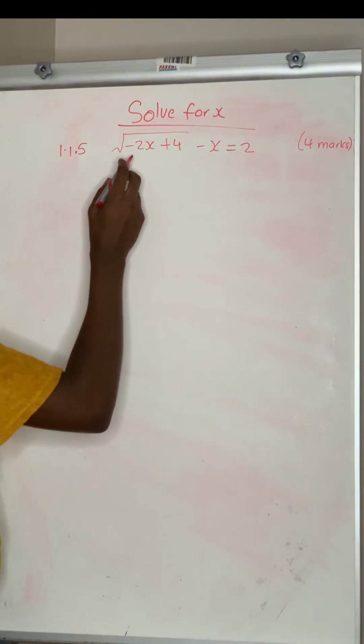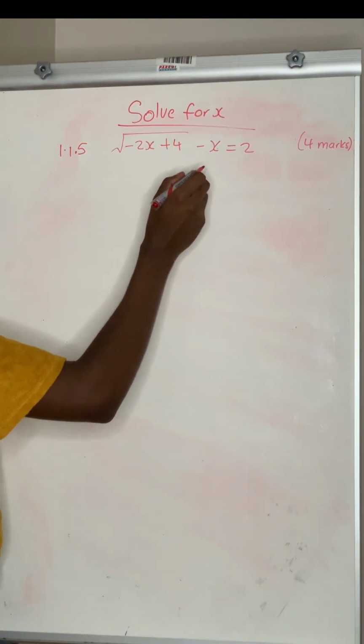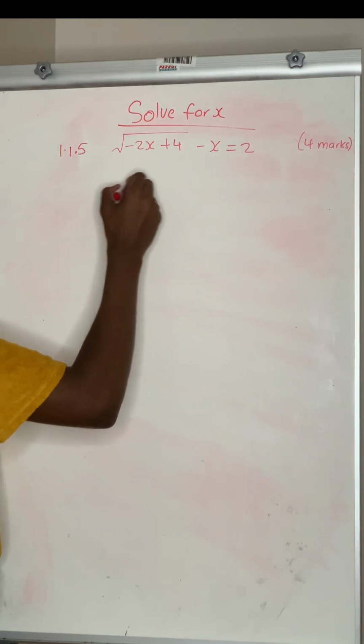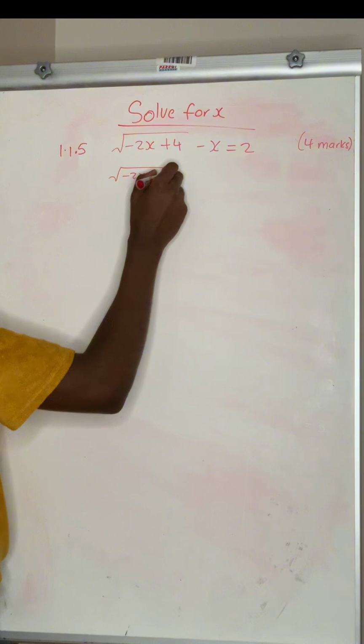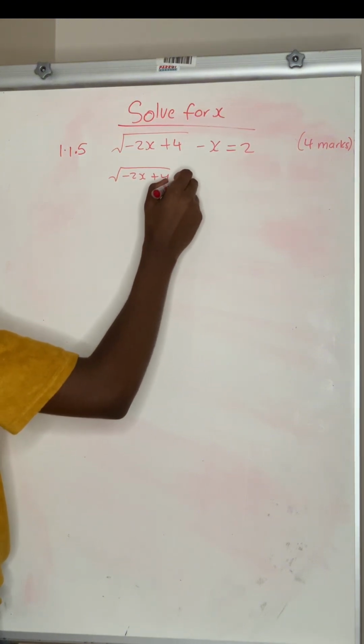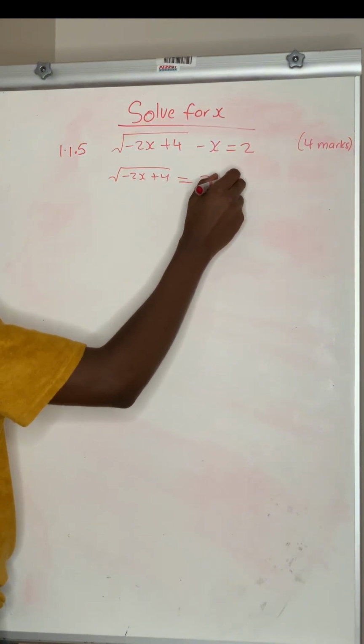The square root of negative 2x plus 4 minus x is equal to 2. So this is 4 marks. So it's going to be the square root of negative 2x plus 4. Let's take this negative x across the equal sign, so it's 2 plus x.